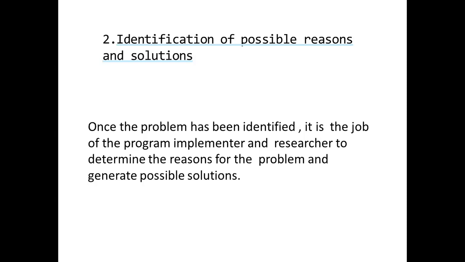Identification of possible reasons and solutions. Once the problem has been identified, it is the job of the program implementer and researcher to determine the reasons for the problem and generate possible solutions. The second step, after the identification of the problem in the program, is to find out the reasons and solutions: why it occurs and why these problems are generated. So once the problem has been identified, it is the job of the program implementer and the researcher to determine the reason why it occurred, and generate the possible solutions.